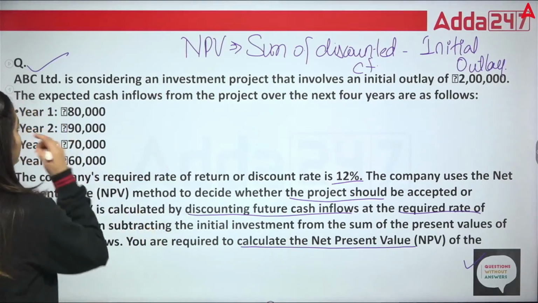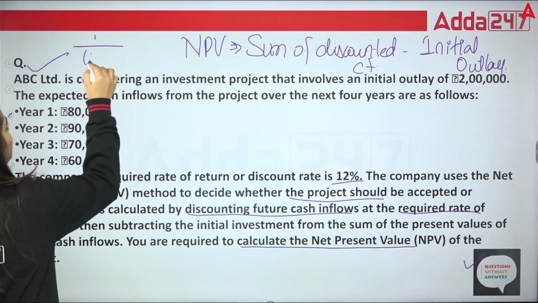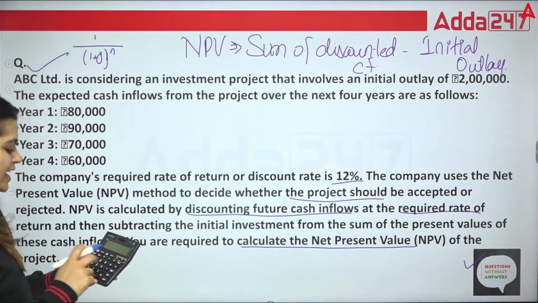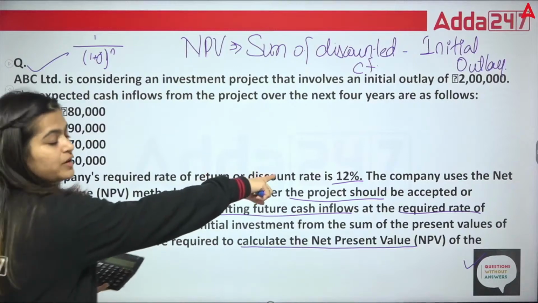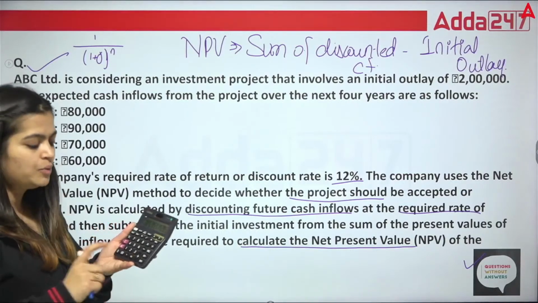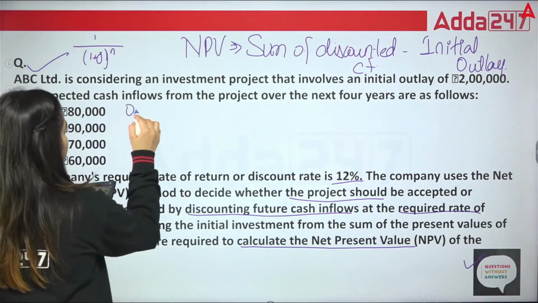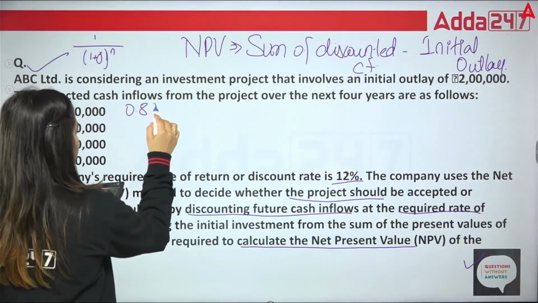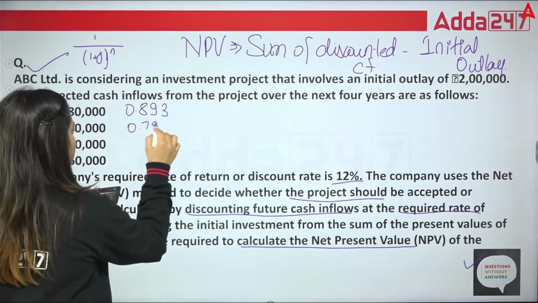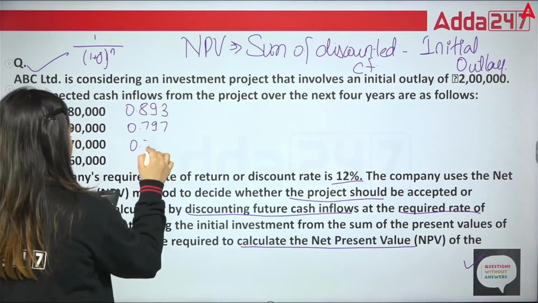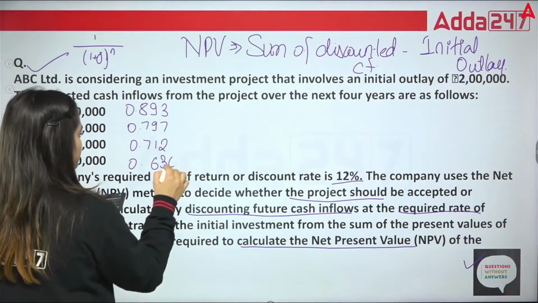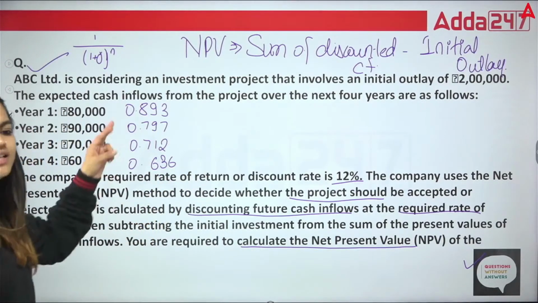I hope you know how to do the discounting. The formula for discounting is 1 divided by (1 plus r) to the power n. So, you do 1 divided by 1.12, where r is 12%. As you press equal a single time, this is your first year's discounting value, 0.893. For the second year, that is 0.797. For the third year, it is 0.712. For the fourth year, this is 0.636. So these are the present value factors.